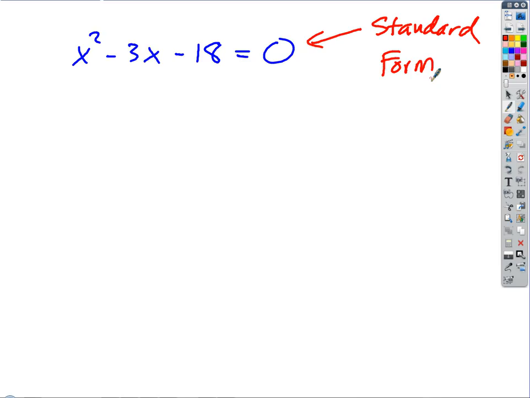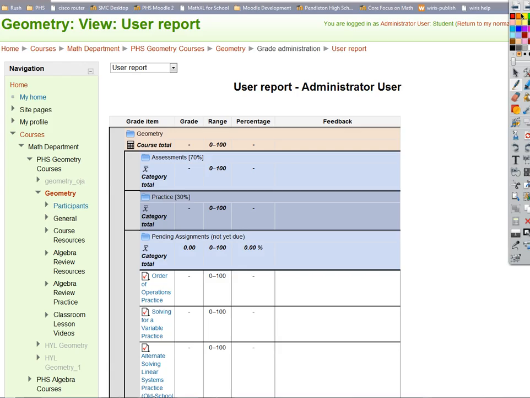Yes, ma'am? Yes, you may. You bet. Okay, so I'm going to part ways here with this equation for a little bit, and we'll come back to it. Here's what I want to do. Let's take a look at.